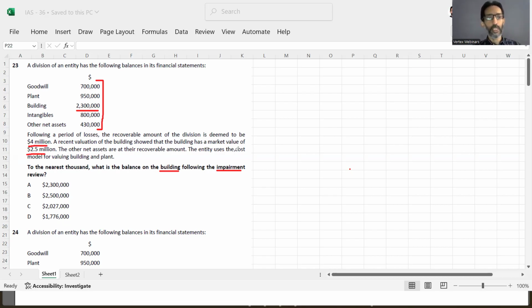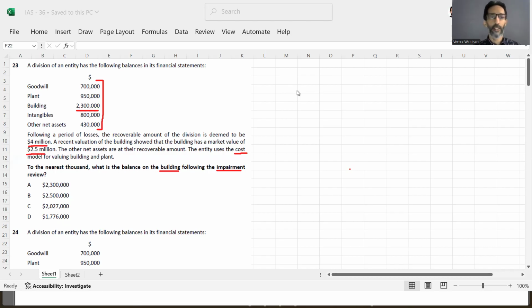The entity uses the cost model. Since the entity uses the cost model for valuing building and plant, we won't be revaluing them. We are going to keep them at whatever value is reported. Just to see whether impairment has taken place or not, we will calculate the values. However, for the building, we're not going to charge any impairment.